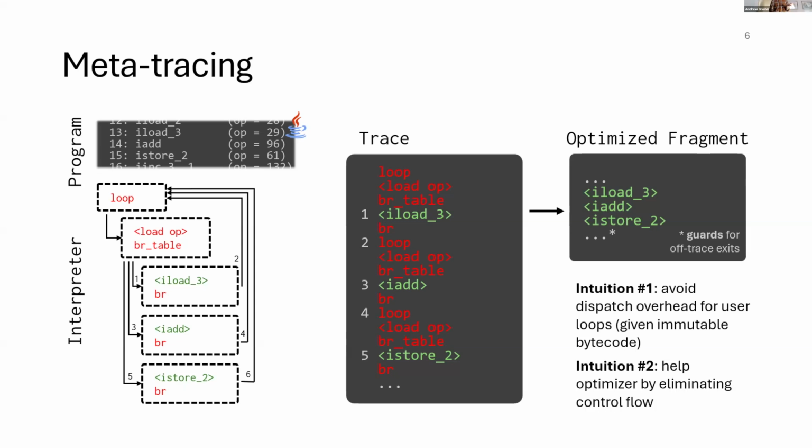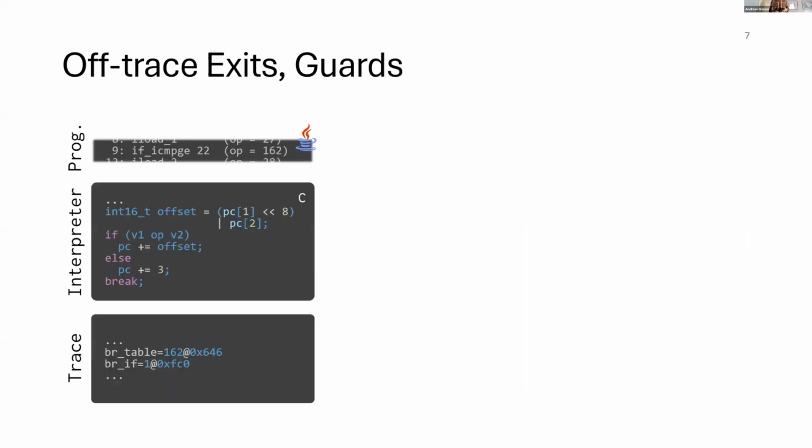But of course, I have an asterisk here for these guards. What about operations inside a loop that, for example, exit the loop? What do we do about control flow that exits this optimized fragment? So let's talk about off-trace exits.